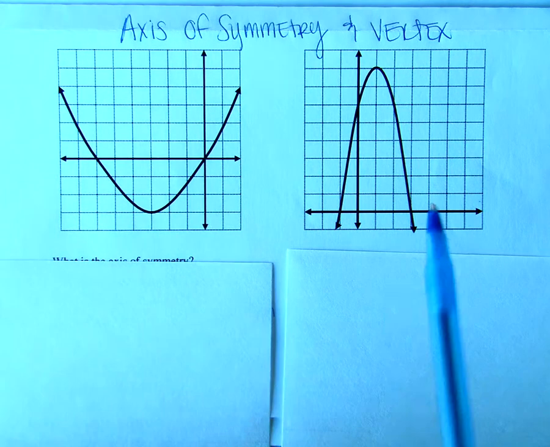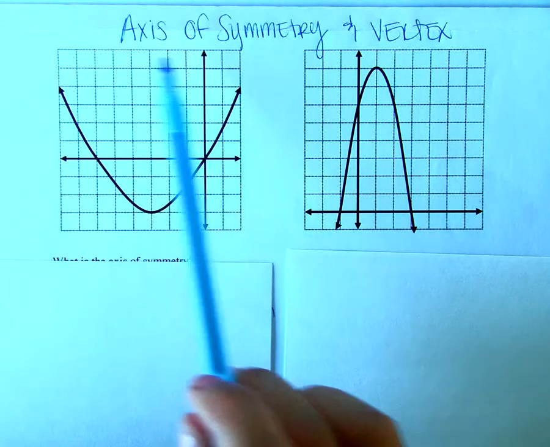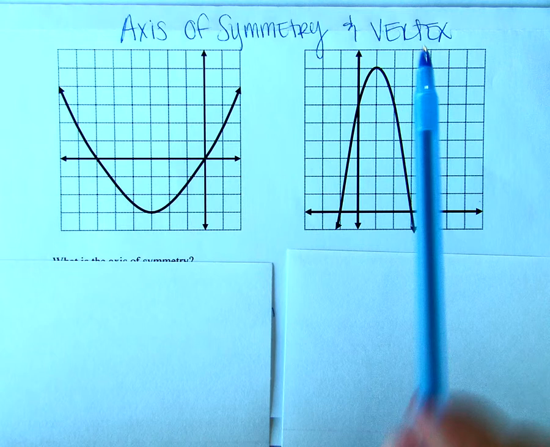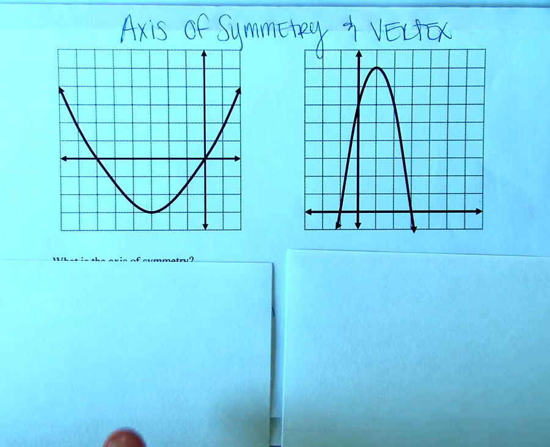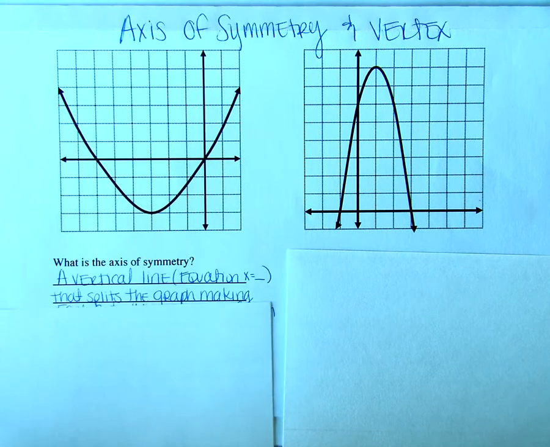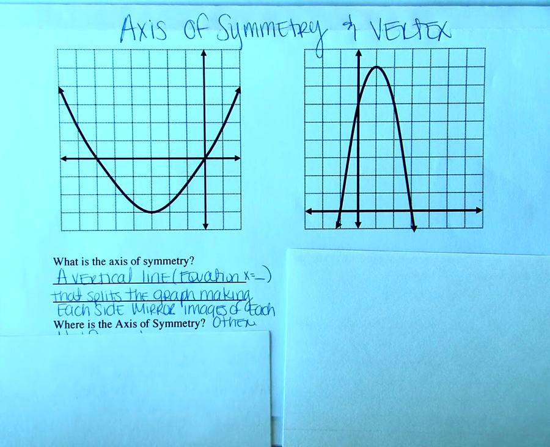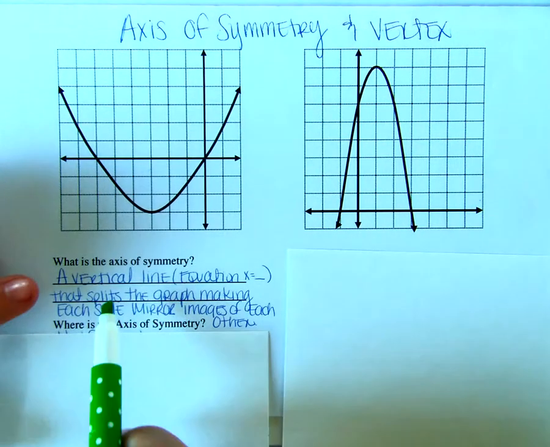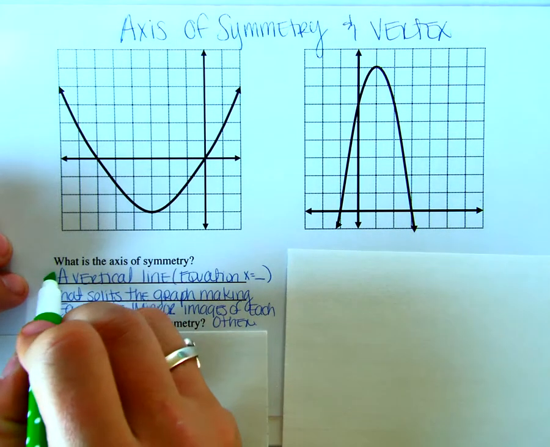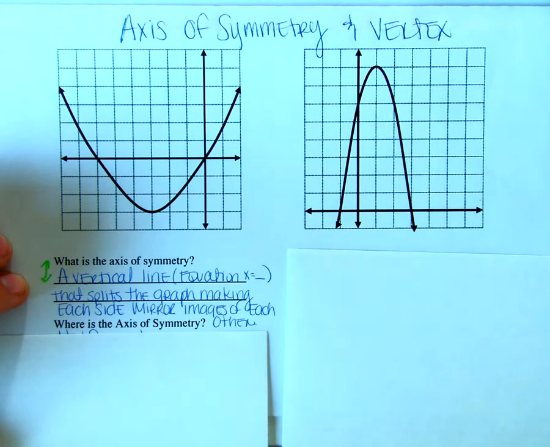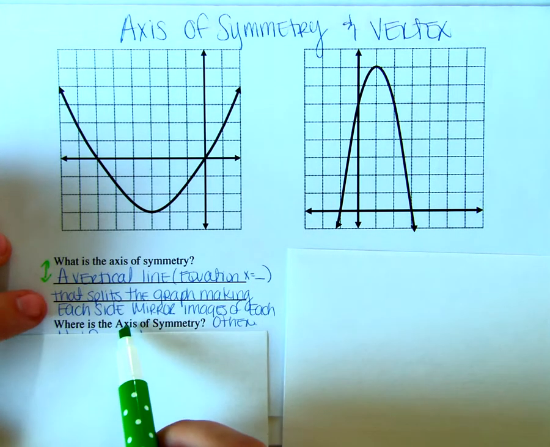In this video, we're going to be solving for the axis of symmetry and also for the vertex of a quadratic. So let's go ahead and start. What is an actual axis of symmetry? The axis of symmetry is going to be a vertical line, so vertical meaning up and down, with the equation x equals, that splits a graph making each side mirror images of each other.